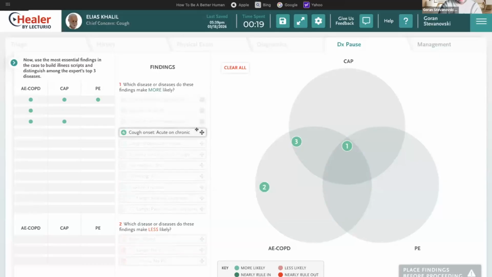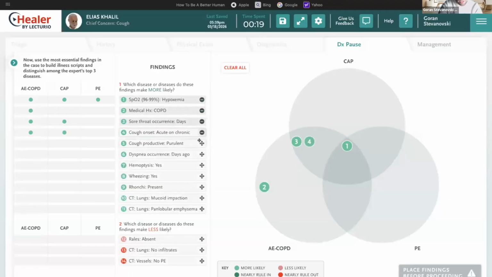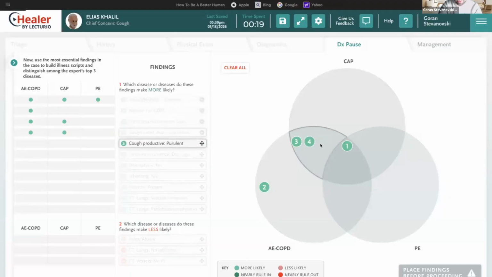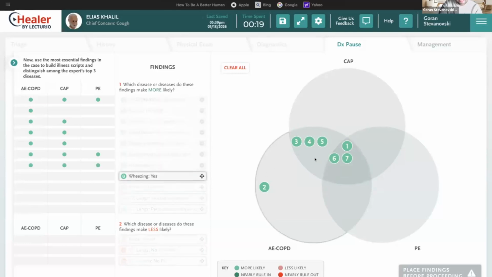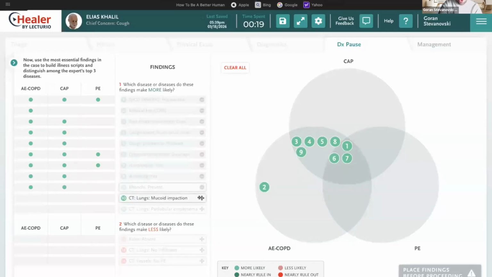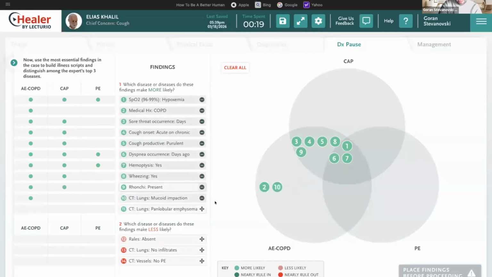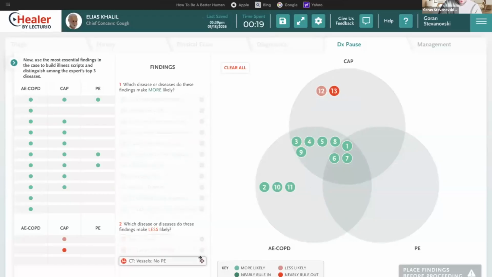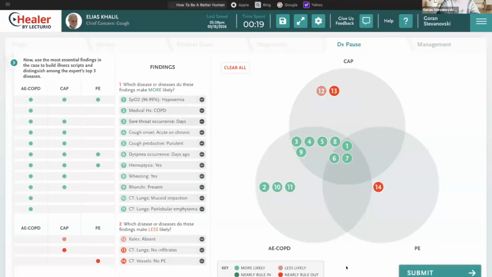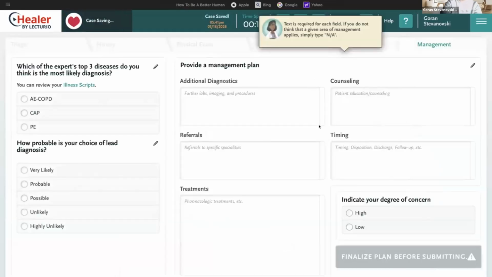Now, in the interest of time, I'm just going to take these and put them anywhere. Productive cough, let's say here. Dyspnea occurrence, let's just add it anywhere. And as I said, this is really important in the illness script because at the end, you also see how someone is thinking. Panlobular emphysema, let's put it here. And now absent rales, let's just put it there. No infiltrates, so no pneumonia, no PE, makes it less likely to be PE. So once this is created, when we've taken that pause, that differential diagnosis pause, we go to the next section.